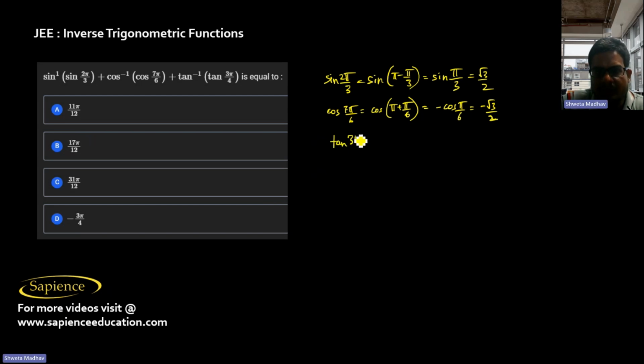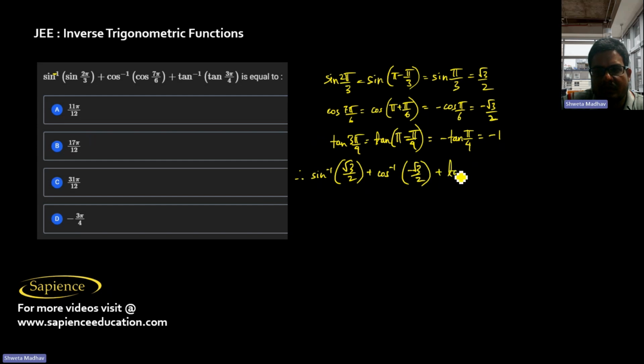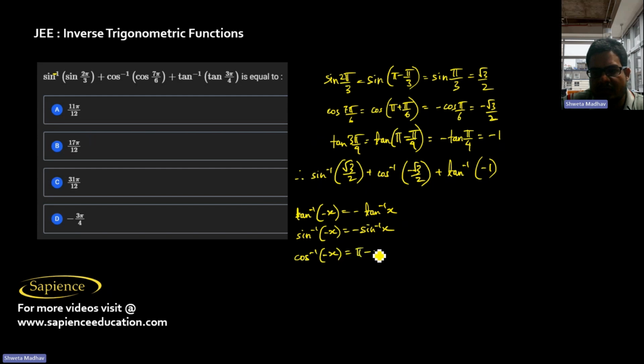Similarly, tan 3 pi by 4, that is equal to tan pi minus pi by 4. So tan pi minus theta is minus tan theta. So it is minus tan pi by 4, that is equal to minus 1. So therefore, now sine inverse of sine 2 pi by 3, that is root 3 by 2, plus cos inverse of minus root 3 by 2, plus tan inverse of minus 1. So now as we know, tan inverse of minus x is minus tan inverse x, and sine inverse of minus x is also equal to minus sine inverse x, and cos inverse of minus x is equal to pi minus cos inverse x.